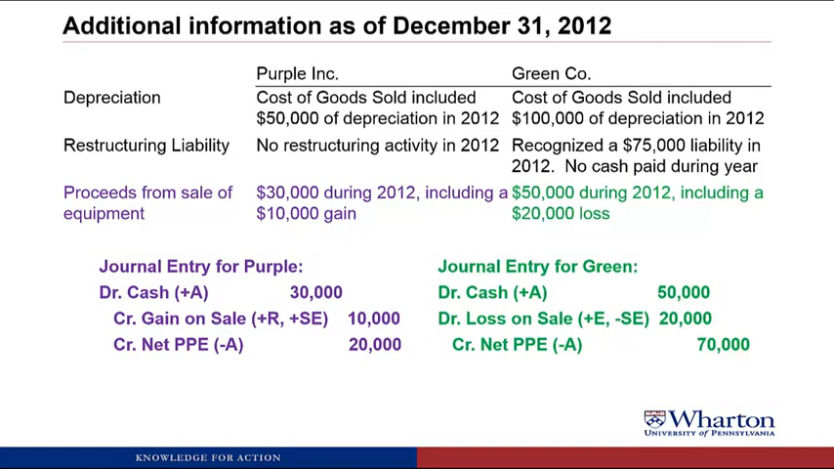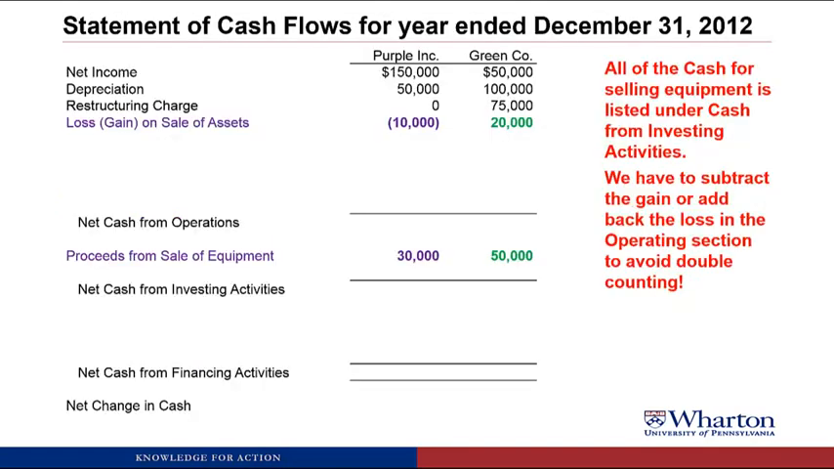We only got $50,000 cash, which is why we got a loss of $20,000. Now going to the statement of cash flows, what we want to do is take those two debits to cash, the $30,000 and the $50,000, and show them under investing activities as proceeds from sale of equipment. But then to avoid double counting, we need to remove the gains and losses from the operating section.